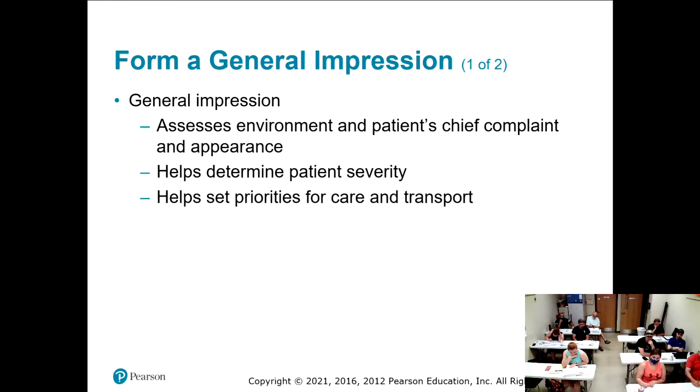So our general impression, like we already talked about: we're not just assessing what the patient looks like initially, we're also looking at the surrounding location. Take the patient's chief complaint, look at their appearance, and determine the severity. We'll go over more of this with some questions in the next presentation on how to determine severity of chest pain and breathing patients. We'll give you some mnemonics and start talking about questioning. This also helps set up priority for our care and transport.